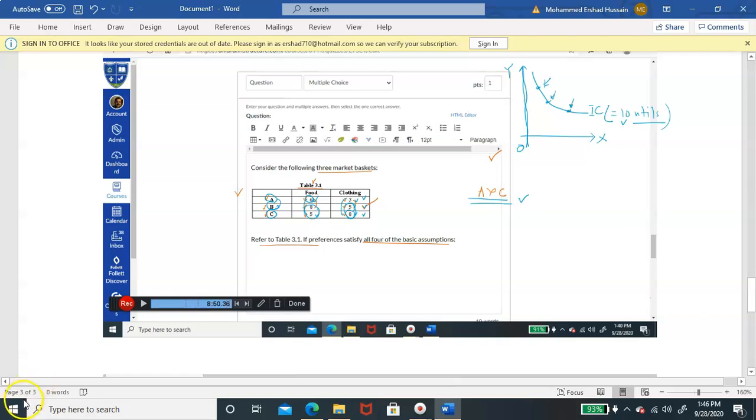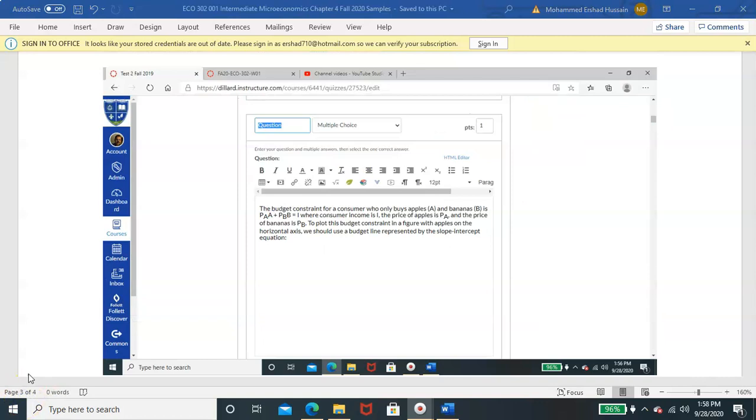Hello students. We continue our discussion of sample problems from chapter 3. So let us take a look at this.